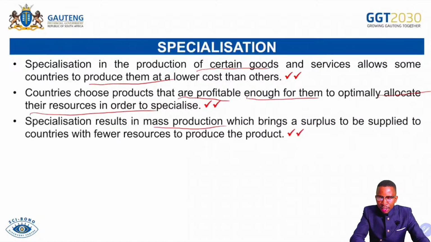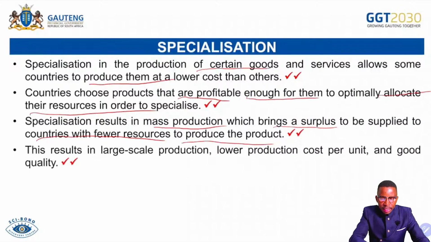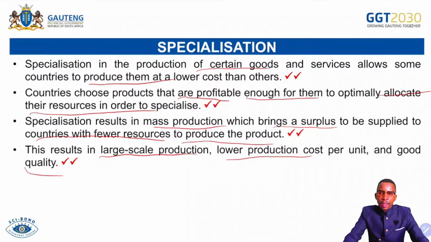Specialization results in mass production, which brings surplus to be supplied to the countries with fewer resources to produce the product. This results in large-scale production, lower production cost per unit, and good quality. So if a country is specializing, it simply singles out a particular product where it is very good at producing, where it has a cost advantage over other countries, and a quantity and quality advantage. The labor is well trained. In that case, they are able to produce that particular product more than any other country. So that country will be the main supplier of that particular product in the global market.